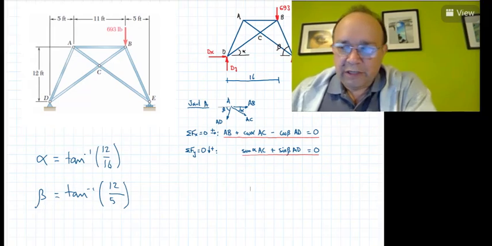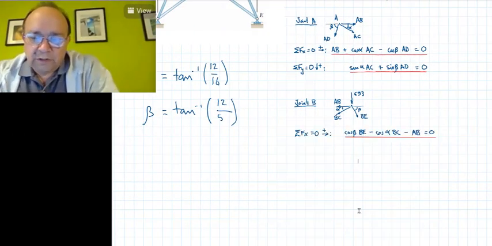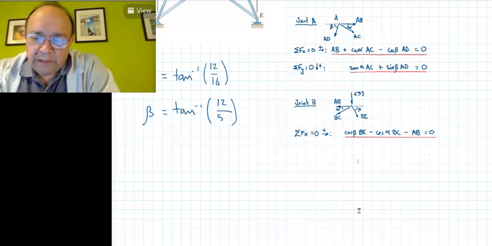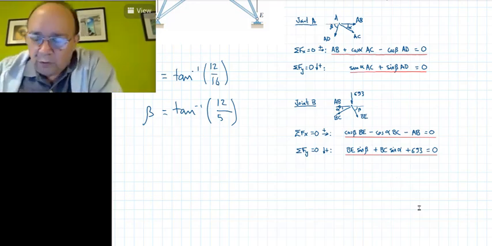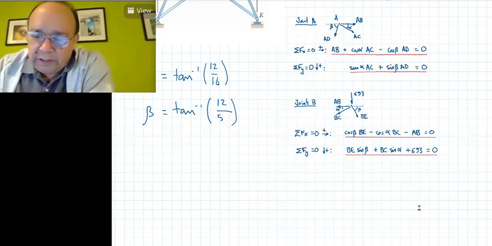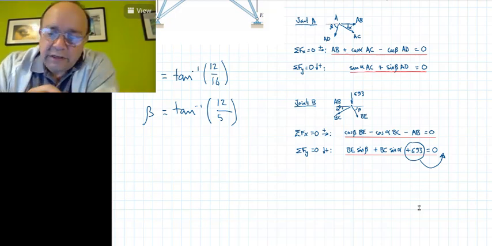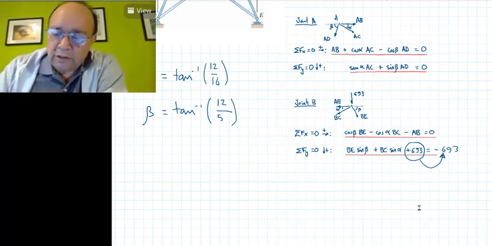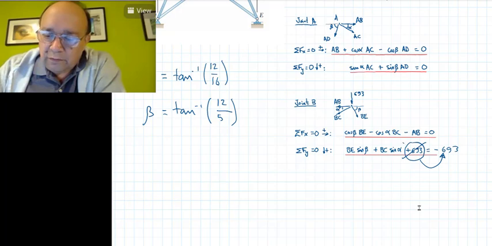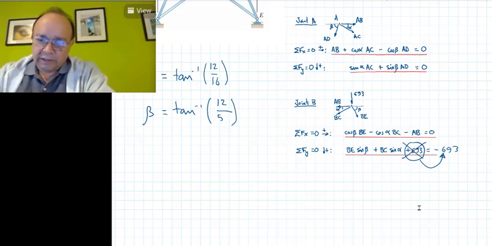Now we go to joint B. Joint B, summation of forces in the x direction, positive to the right. So BE is positive, the other two are negative. Summation of forces in the y direction. Actually, in this equation, we are going to move this term to the other side of the equation. So instead of 0 here, we will have minus 693, and that will be the right hand side of the equation. So this will go to the other side with negative sign.